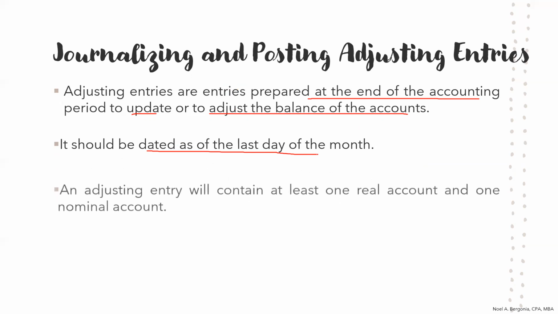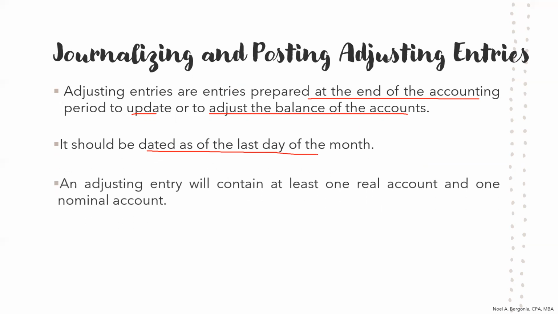And if you have forgotten this already, the adjusting entries should contain at least one real and one nominal account. The real accounts are the assets and liabilities, while nominal accounts represent your income and expense accounts.